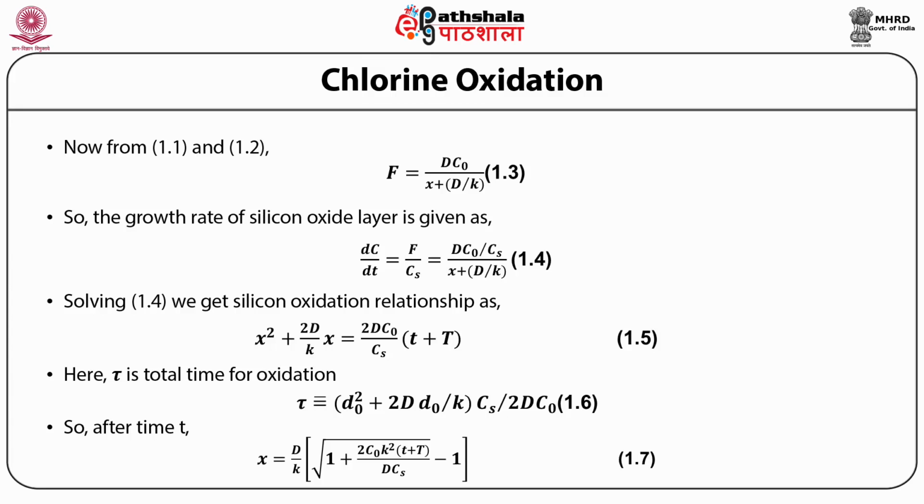So, as can be seen from the equation, for small values of t, the thickness varies linearly with time, but as time progresses, the thickness versus time graph takes a parabolic curve, as evident from the above equation.